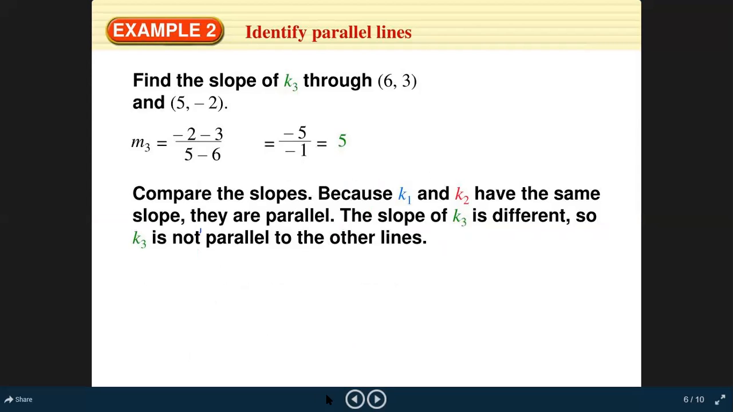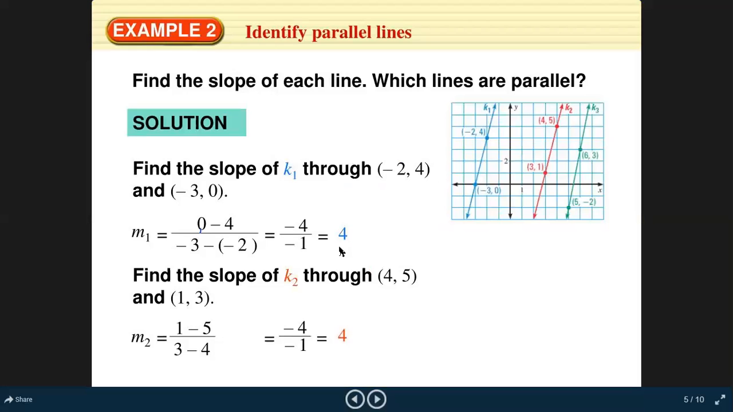What do you notice now? So we come back now. We said that the slope of K1 was 4.